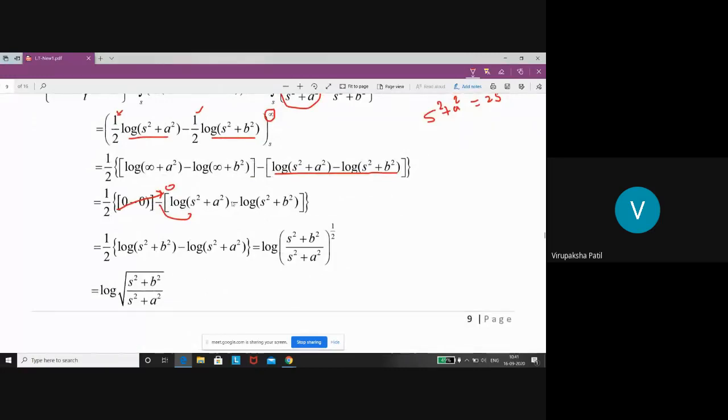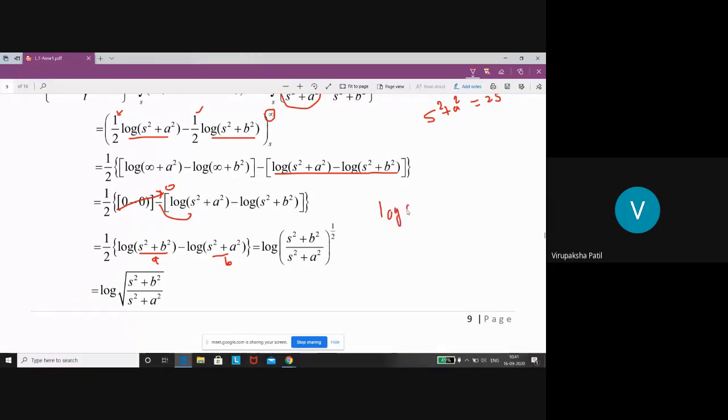If we take the minus sign inside the bracket, minus into minus becomes plus. So I have written this term first here, 1 by 2 as it is: log of s square plus b square minus log of s square plus a square. Now, this is of the form log b minus log a. What is the formula for log a minus log b?